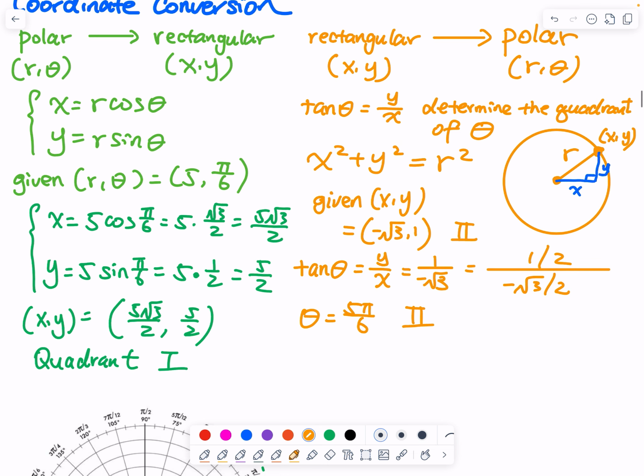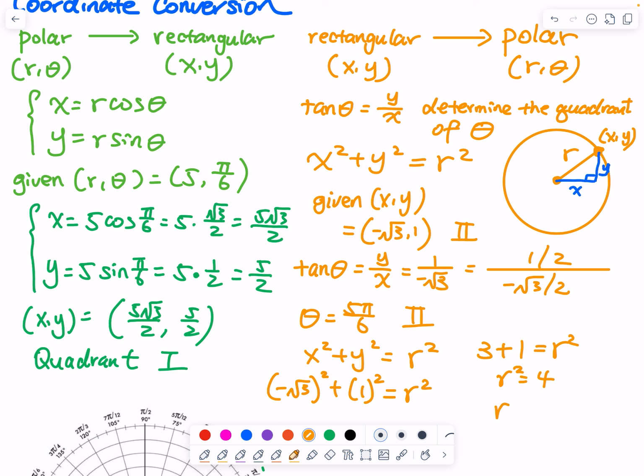And what is the r? The r uses x squared plus y squared equals r squared. The x is negative root 3 squared plus y squared equals r squared. So you have 3 plus 1 equals r squared, and r squared equals 4, and then r equals 2. How about r equals negative 2? That is not going to give you quadrant 2.